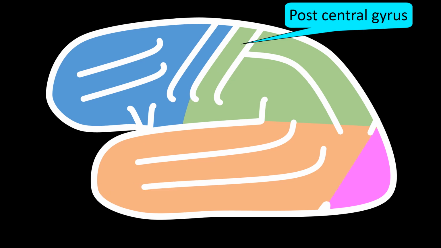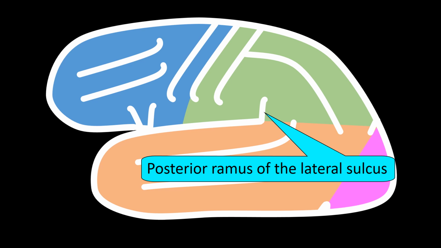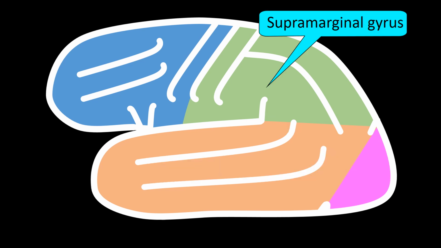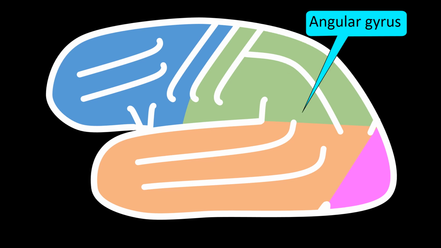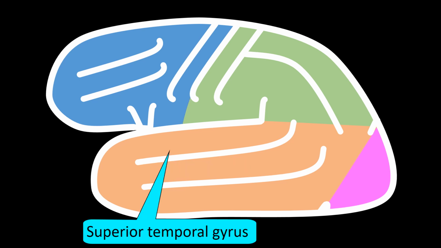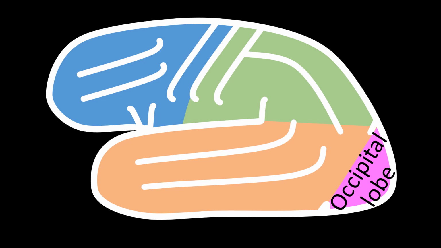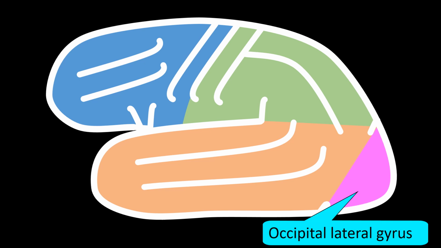In the parietal lobe, we have the postcentral gyrus, the superior parietal lobule. The use of the term lobule to refer to this area, and another area, is primarily based on tradition. The inferior parietal lobule is divided by the posterior ramus of the lateral sulcus. Crowning the posterior ramus of the lateral sulcus is the supramarginal gyrus. Behind it, we find the angular gyrus. In the lateral surface of the temporal lobe, we find the superior temporal gyrus, the middle temporal gyrus, the inferior temporal gyrus. The lateral surface of the occipital lobe is occupied by the lateral occipital gyrus.